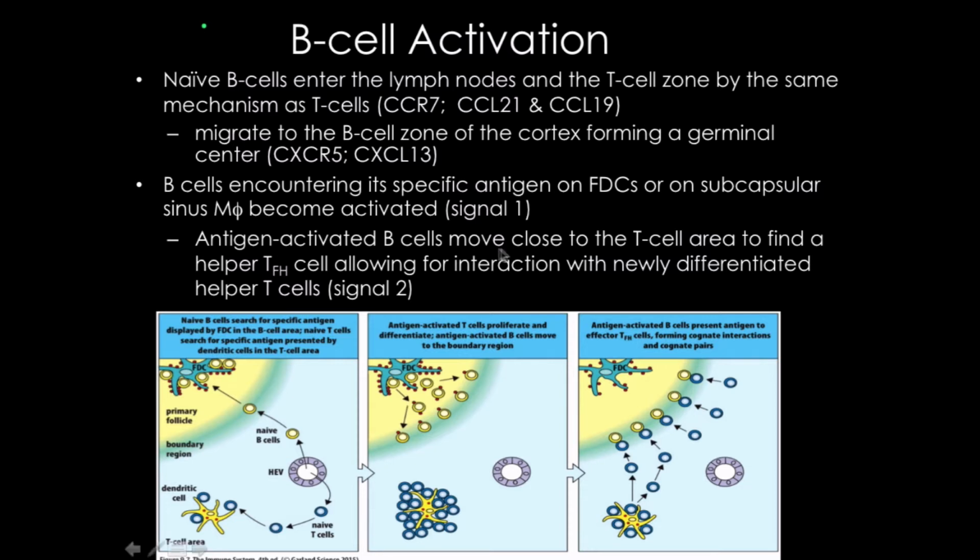So naive B cells are going to enter the lymph nodes through the same mechanism as the T cells, right? Through the high endothelial venules, the receptor 7 interacting with the ligand 21 and 19, and then they're going to migrate to the B cell zones through the receptor 5 and the ligand 13, and then they're going to be encountering the specific antigen on the follicular dendritic cells or the subscapular sinus macrophages to become activated, right? So the antigen, that's the first signal, and then the second signal is usually, like I said, from T follicular helper cells, especially in the context of the lymph nodes.